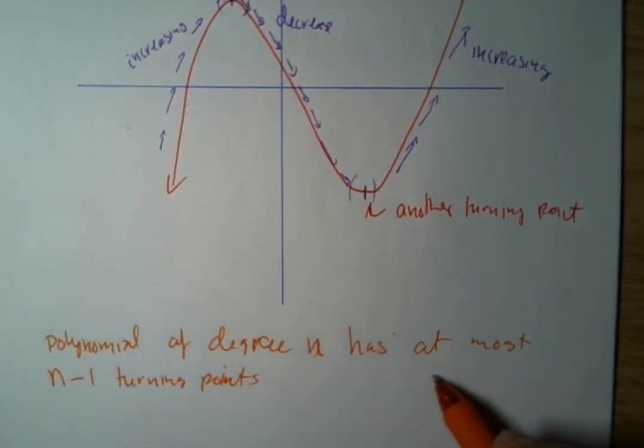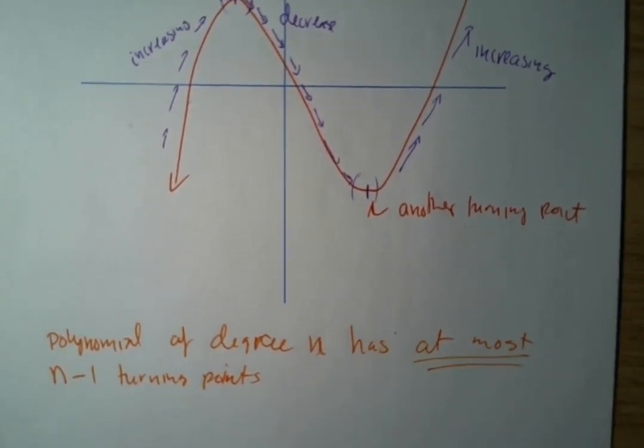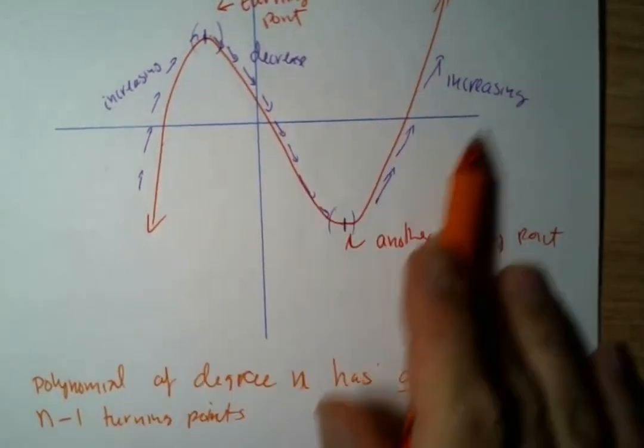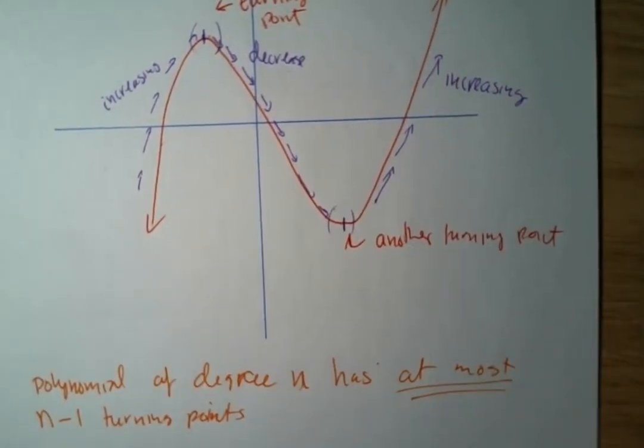Pay special attention to the language: at most. It doesn't mean there will be, but at most n minus 1. There could be less, but not more. N minus 1 is the cap. So a polynomial of degree 5 has at most 4 turning points. It may have less, which depends on the local behavior, what happens near and at the origin here.